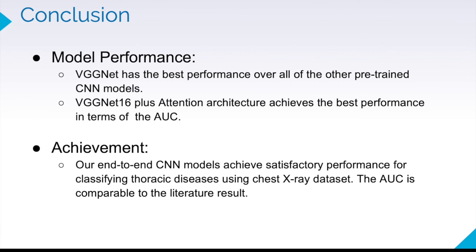For conclusions, VGGNet has the best performance over all of the other pre-trained CNN models. VGGNet 16 plus the attention architecture achieves the best performance in terms of AUC. Overall, our end-to-end CNN models achieve satisfactory performance for classifying thoracic disease using chest X-ray datasets. The AUC is comparable to the literature results.